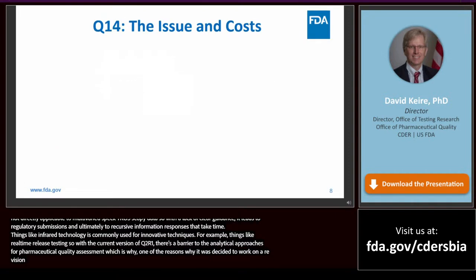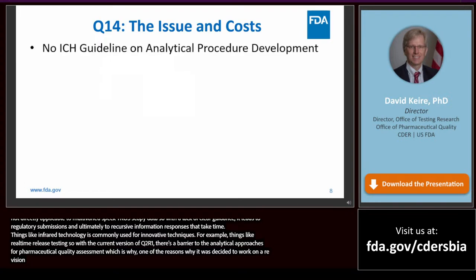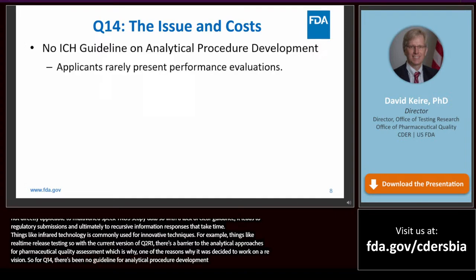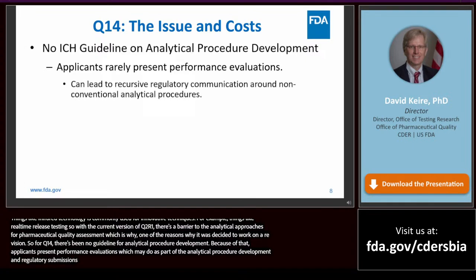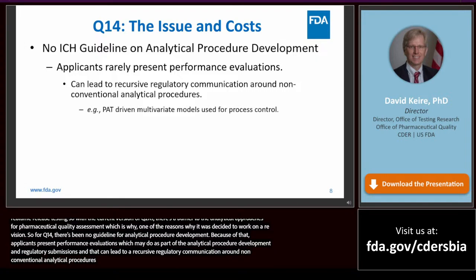So for Q14, there has been no ICH guideline on analytical procedure development. And because of that, applicants rarely present performance evaluations, which they might do as part of an analytical procedure development in regulatory submissions. And that can lead to recursive regulatory communication around non-conventional analytical procedures. For example, things like process analytical technology-driven multivariate models used for process control.